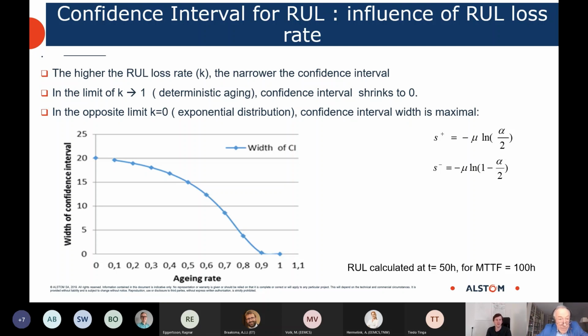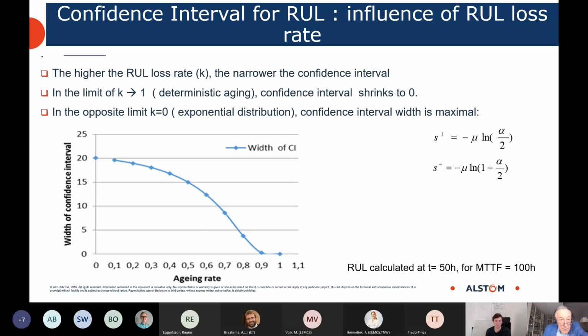And in the limit of k going to 1, that is deterministic aging, the confidence interval goes to 0. So this is indeed deterministic. And at the opposite end, when k goes to 0, we have the exponential distribution, which has the highest confidence interval of the family. The width is given by this well-known formula.